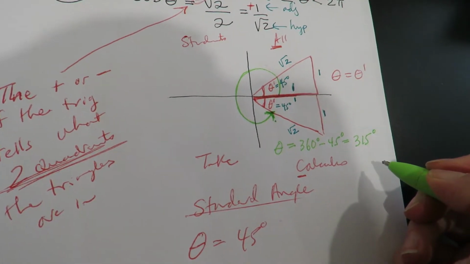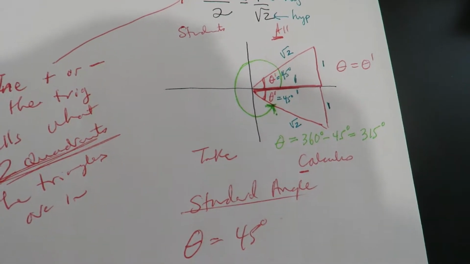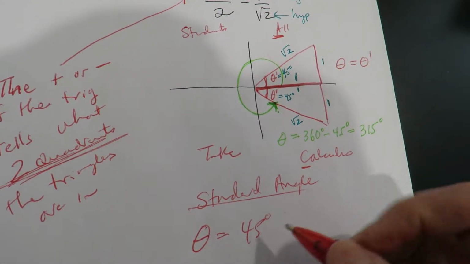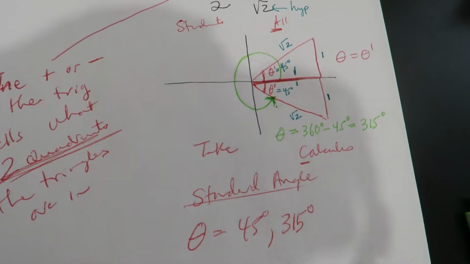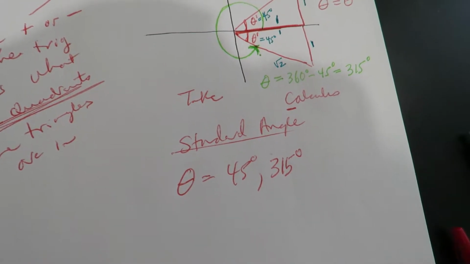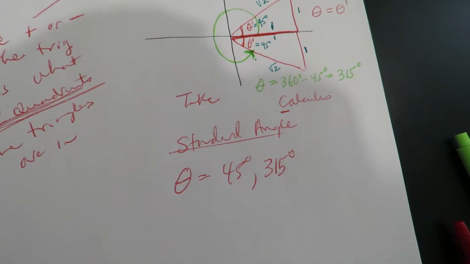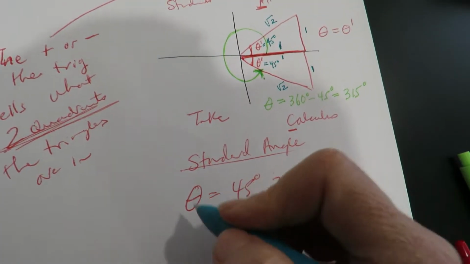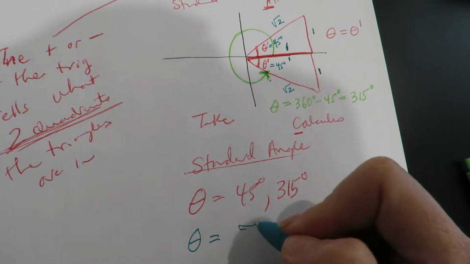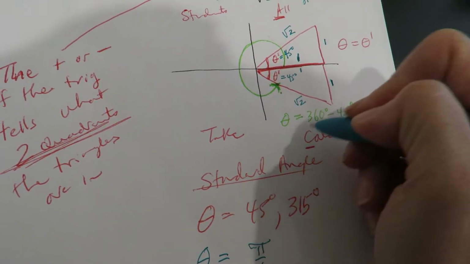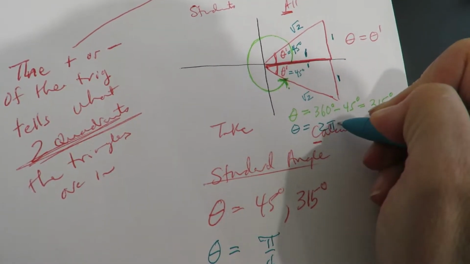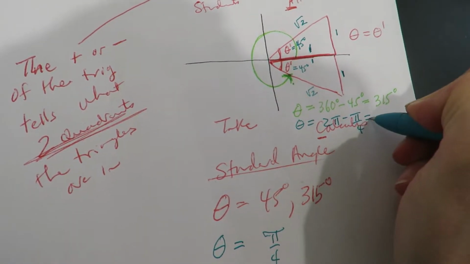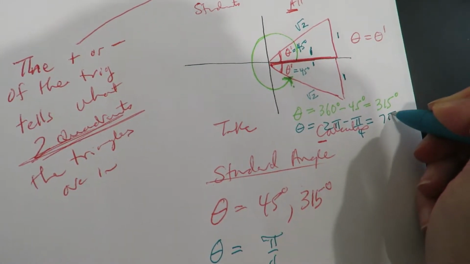Did my brain just do that right? 15 degrees, yes. So that means that my two answers are 45 degrees and 315. Now you can give these answers also in radians. So it would be pi over 4, and then if you did this guy in radians, it would be theta equals 2 pi minus pi over 4. Let's see, if that's 8, then that's 7 pi over 4.